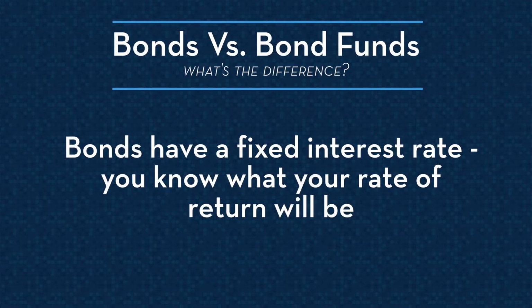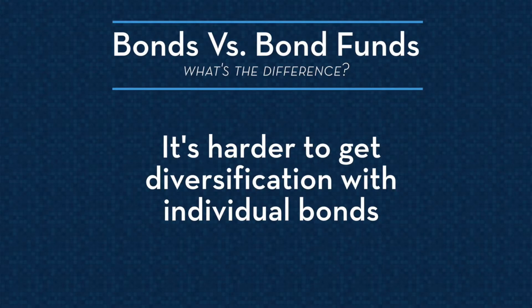Starting with individual bonds, the key distinction here is that bonds pay a fixed rate of interest, and so you can know ahead of time exactly what your rate of return will be, assuming of course you hold the bond until maturity and that the issuer doesn't default. Now, it's harder to get diversification using individual bonds depending on the amount of dollars that you have.